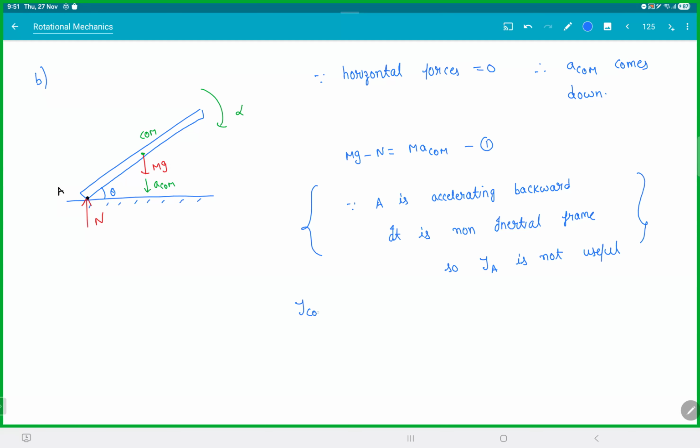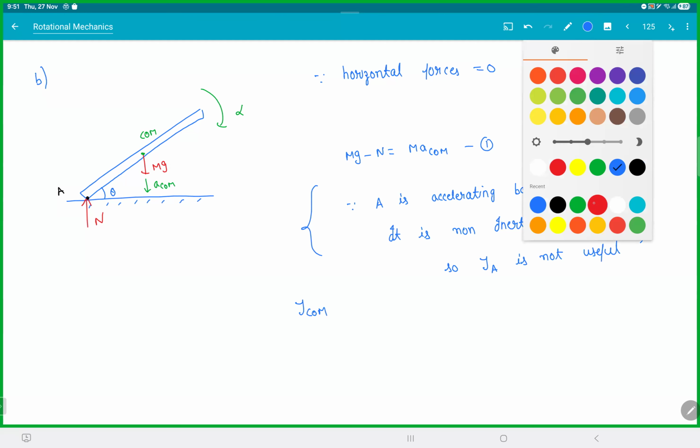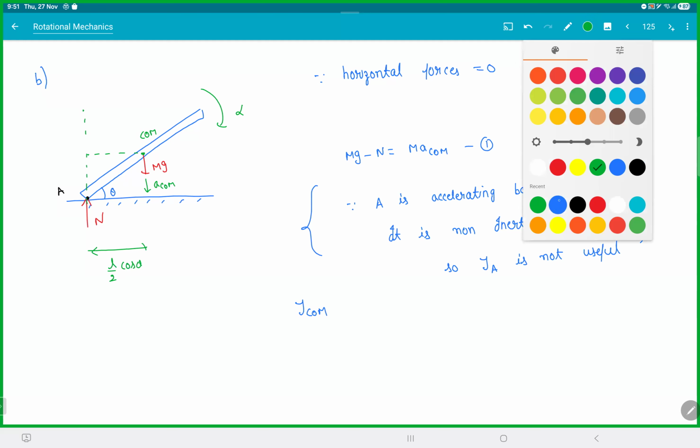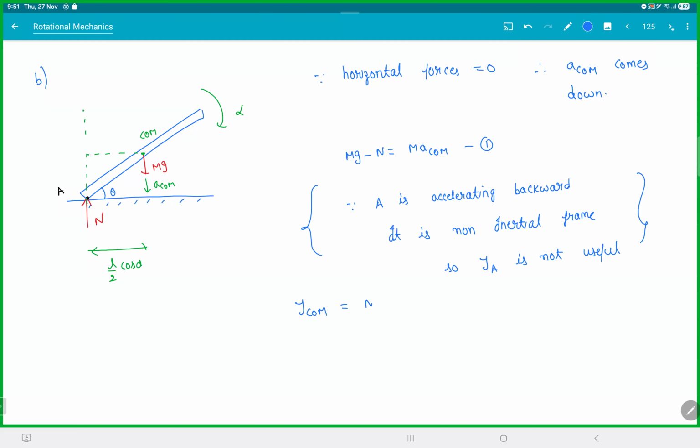So if I take torque about center of mass, you know the story, extend the force vector and drop the perpendicular. That is L by 2 cos theta. So torque about center of mass will be N into L by 2 cos theta. Torque about center of mass will be I center of mass into alpha. And do you know I about the center of mass? ml square by 12. The results are important.